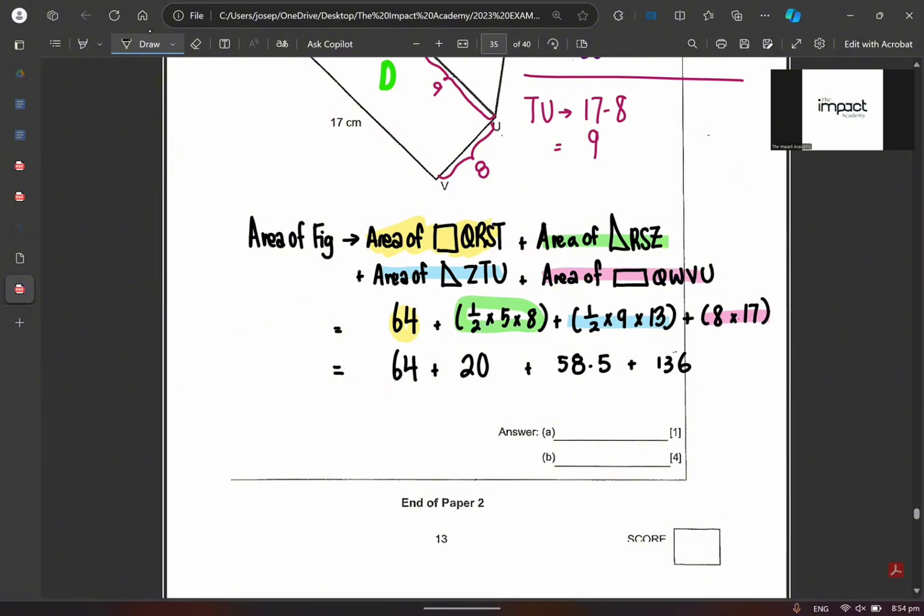When you group all of these together, you'll get an answer of 278.5. Let there be no confusion. We are doing area, so you always have to make sure it is centimeter square.